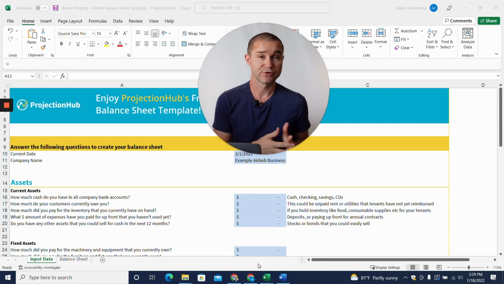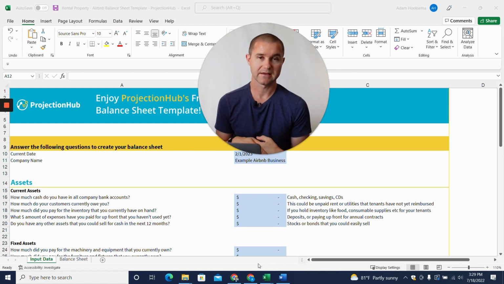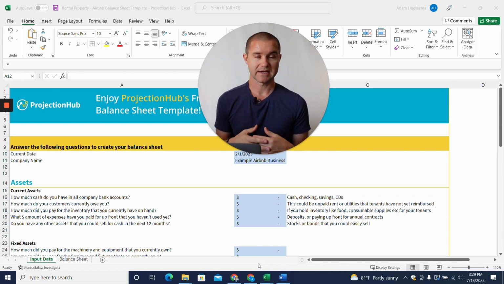Hey, if you've been asked to produce a balance sheet for your rental property business or maybe your Airbnb business, then you've come to the right place. We have created a balance sheet template built specifically for rental property or Airbnb businesses. I'm going to walk you through how to use this template.